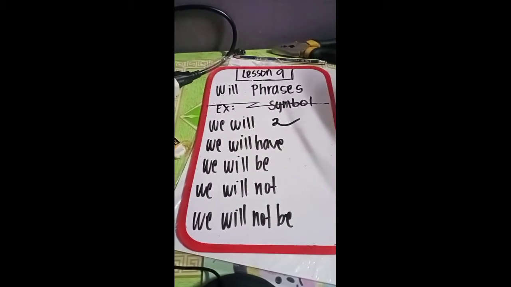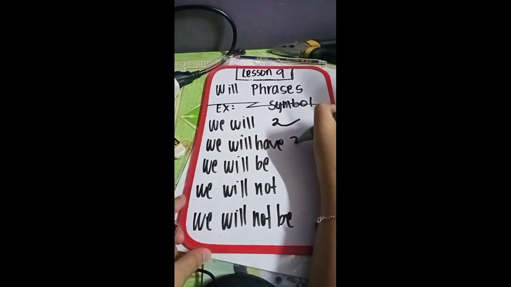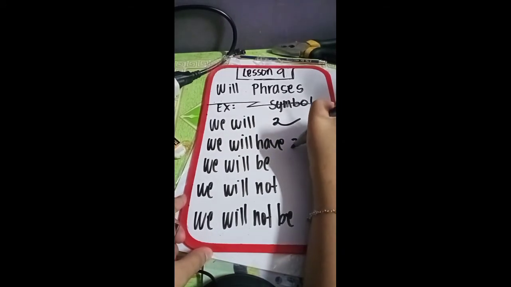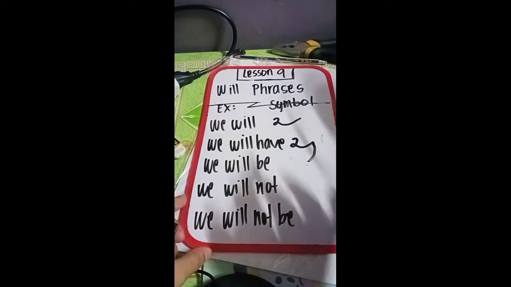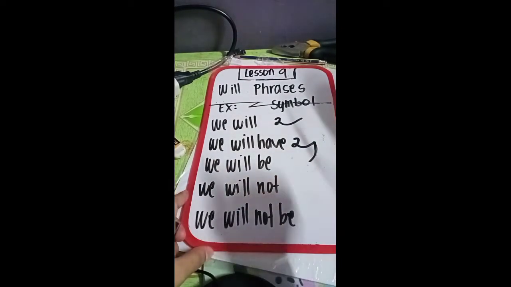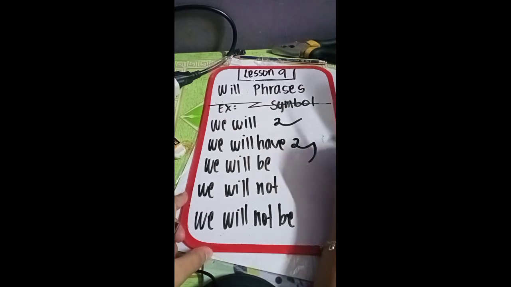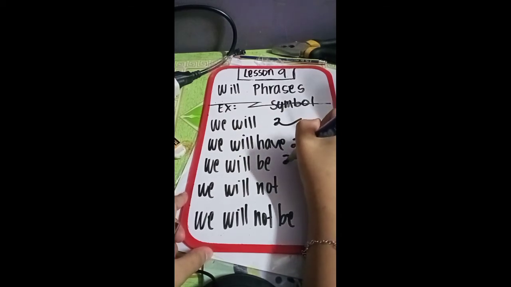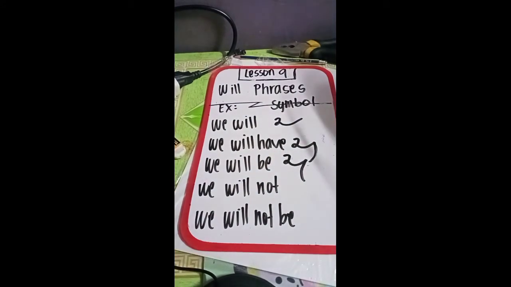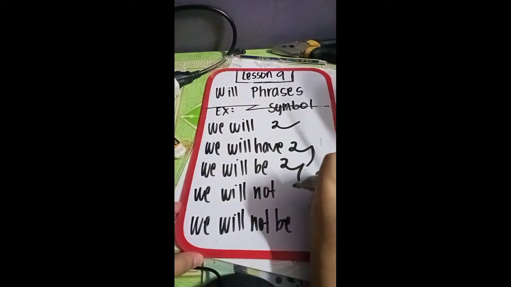So next is "we will have." U-I-L, then the have. If you notice, it has an angle. For "we will be," it's the reverse. U-I-L, then the B, just like that. The opposite happens.